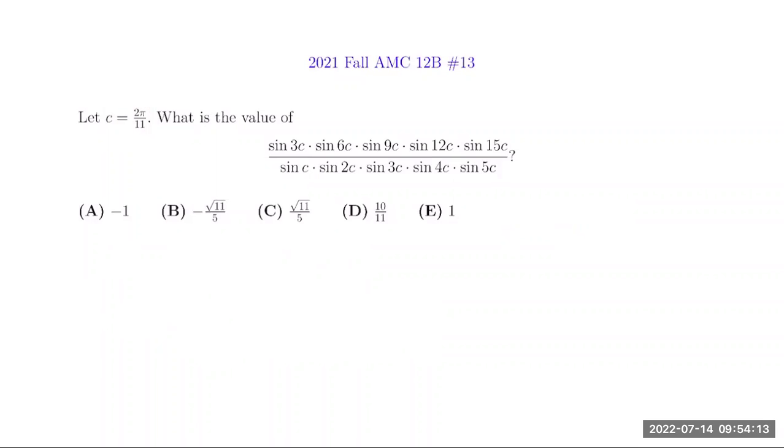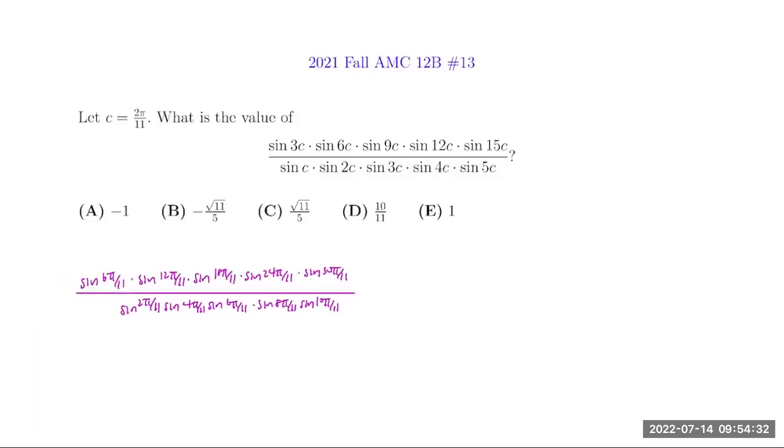Let c equal 2π/11. What is the value of sin(3c) times sin(6c) times sin(9c) times sin(12c) times sin(15c) over sin(c) times sin(2c) times sin(3c) times sin(4c) times sin(5c)? Let's first work at plugging in c into the expression.